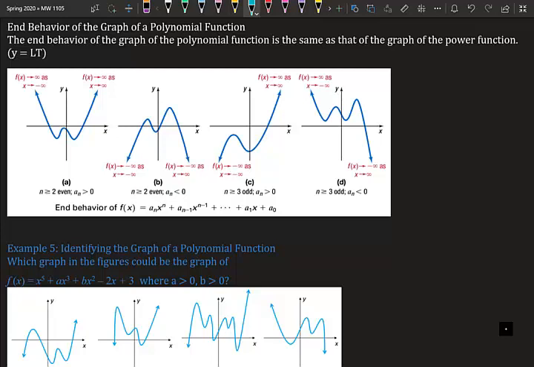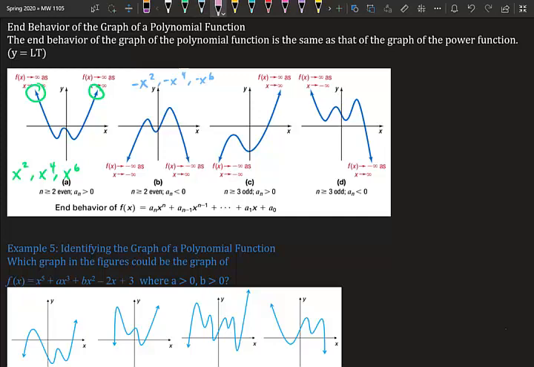Alright, some key information here. Whenever we have a polynomial function with an even exponent, so say x squared, x to the 4th, x to the 6th, we're going to have double arrows. The next one is just the opposite. If we had negative x squared, negative x to the 4th, negative x to the 6th, it goes down because it's negative.